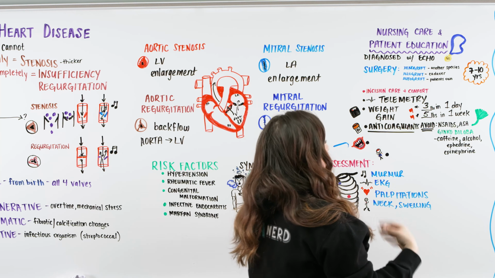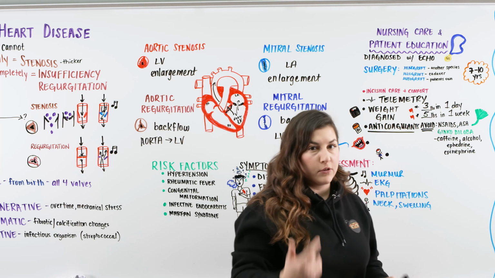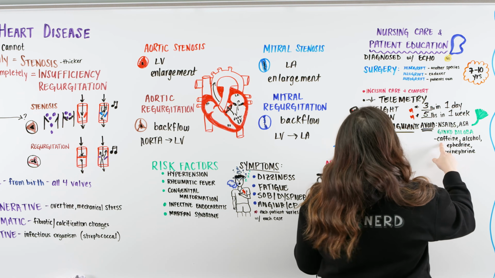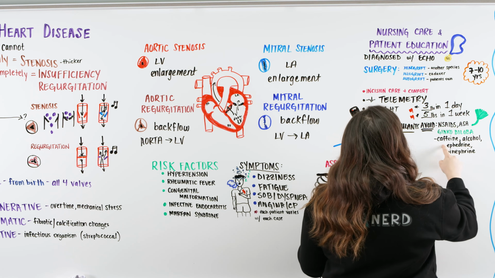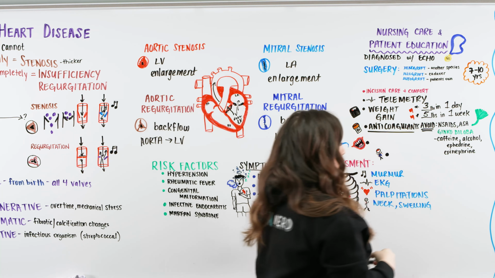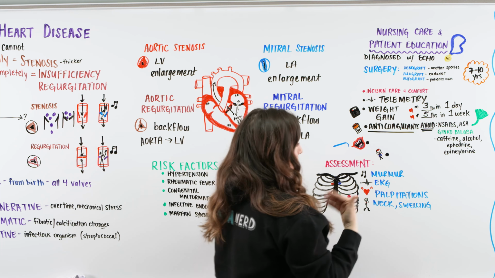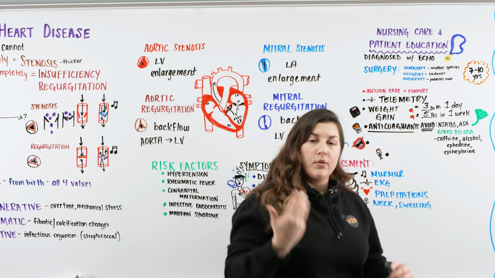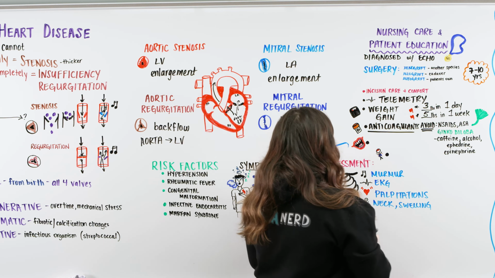We also want to make sure we're not putting extra stress on the heart. Remember, that was one of our risk factors as well. So any type of caffeine, you want to limit. Alcohol, you want to limit. And you want to look for over-the-counter medications that possibly have ephedrine or epinephrine in, because those can also affect the function of our heart and put more stress on our valves as well.